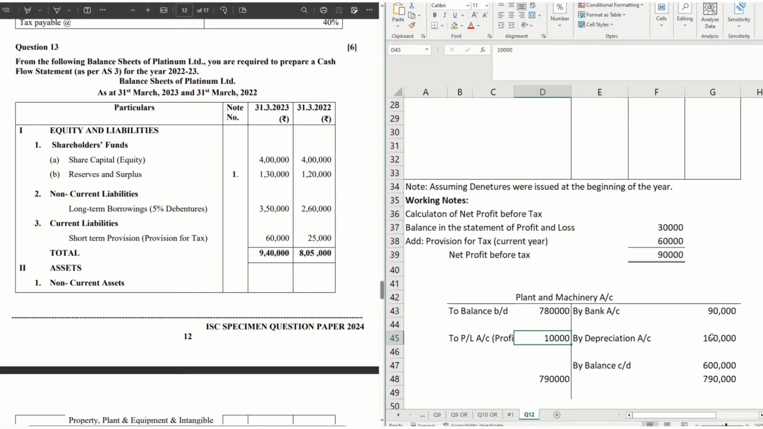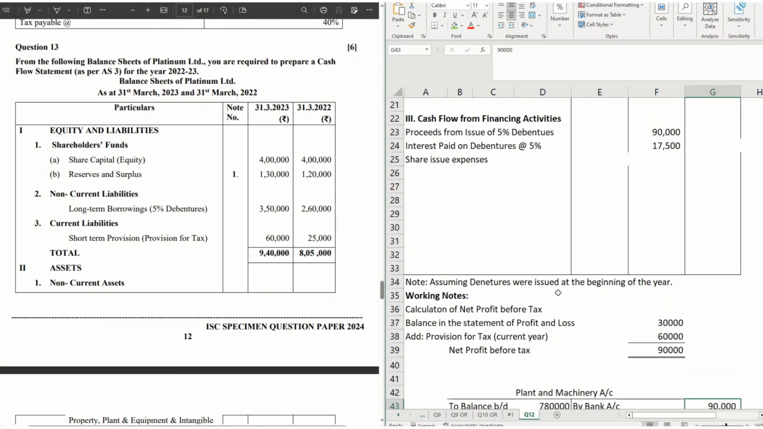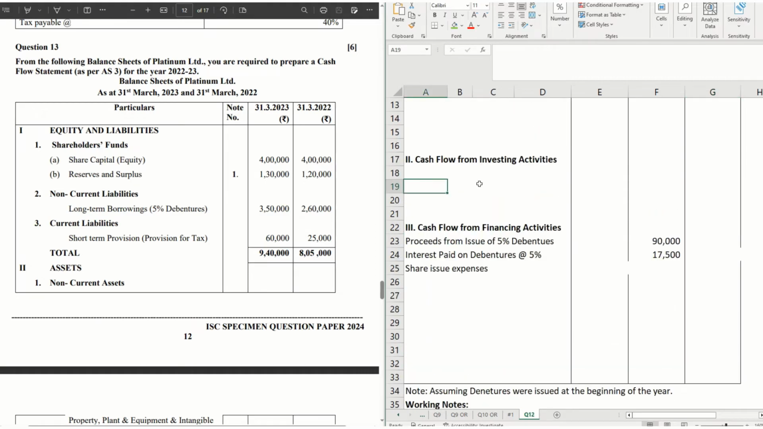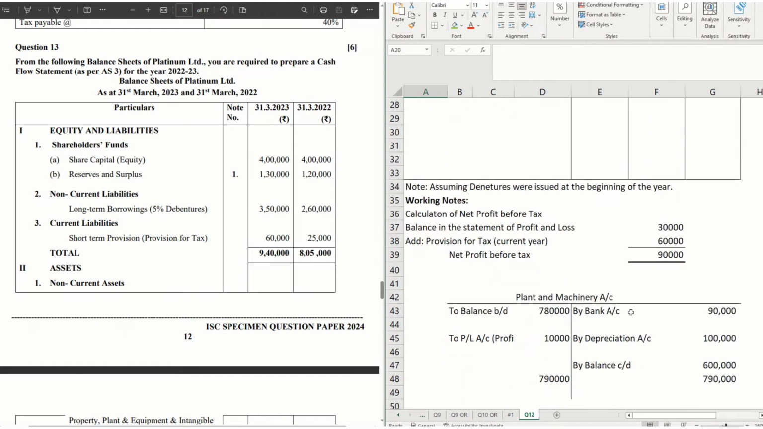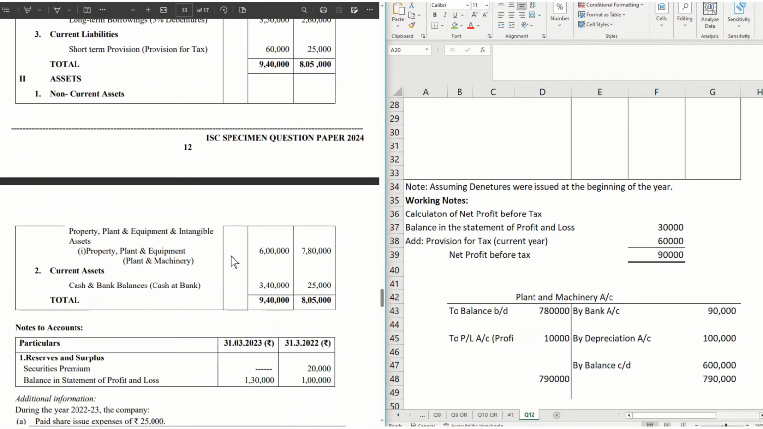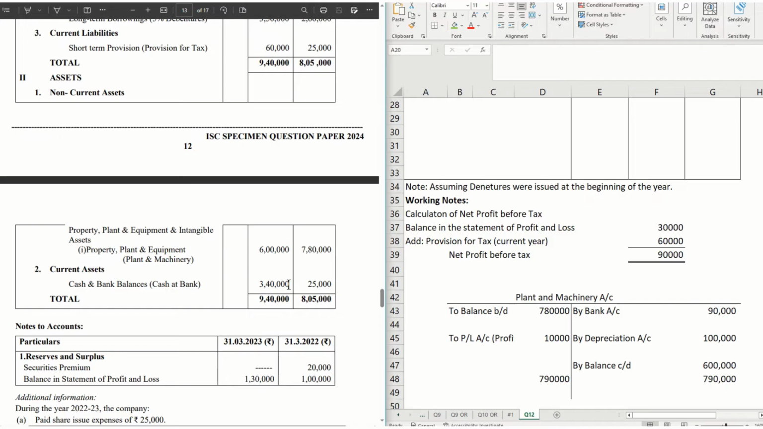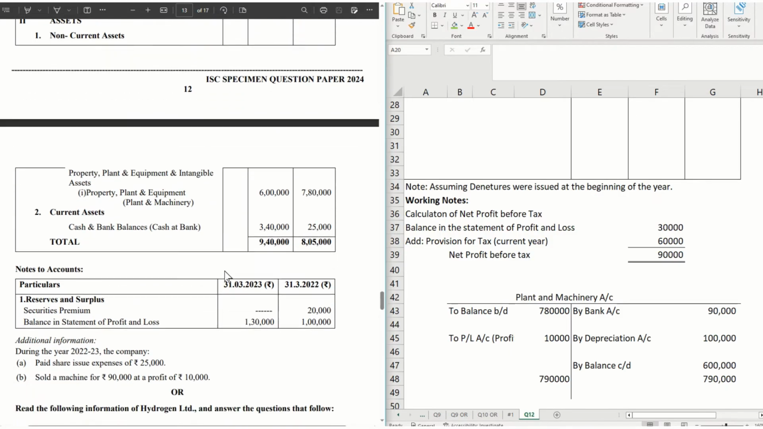This one. And this bank account, which is 90,000, will come in the investing activity as proceeds from sale of machinery. Proceeds from sale of machinery, that is 90,000, a positive figure. All right, so we are done with all the items here. We have posted all of them. Now we can move on to the next item that we have. Having done this, we have cash and bank balances. We will come to this at the end.